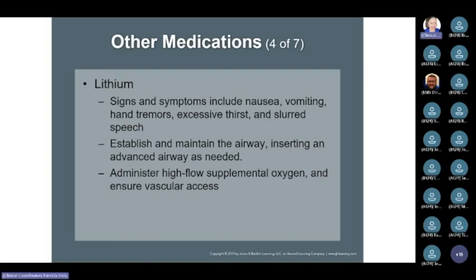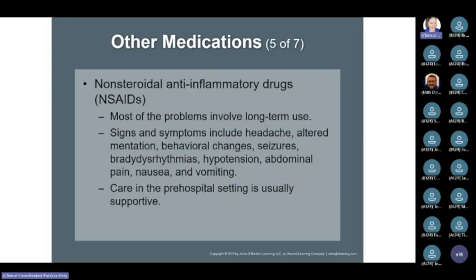Lithium is another one. This is big for bipolar disorder, and you're going to see a lot of people with this. It is excreted very slowly, so toxic levels and overdosing is always present. It is always there. They have to go in and get their levels checked all the time. So signs and symptoms: nausea, vomiting, hand tremors, excessive thirst, slurred speech. Once again, same thing again. ABCs, it does say insert an advanced airway as needed, naturally, and administer high flow supplemental oxygen and get our vascular access. A lot of these are going to be that same thing. We're going to transport and go from there. And of course, if they're hypotensive, we're going to give them a bolus, right?